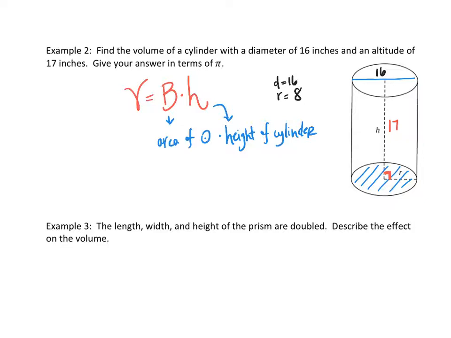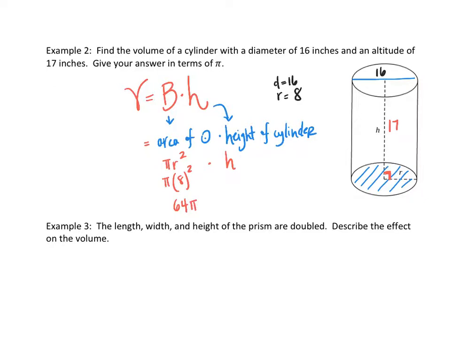So we can actually find the volume of this 3D figure. So we're going to do area of a circle, which is pi r squared, times the height of that cylinder. So area of the base is going to be pi times 8 squared, which is 64 pi.